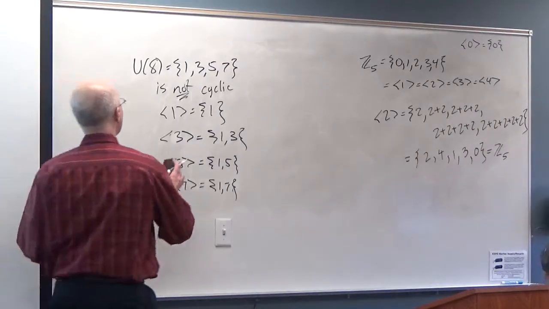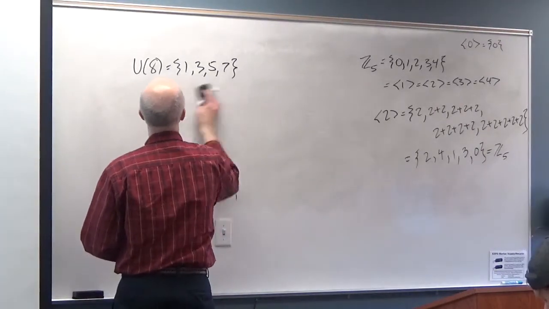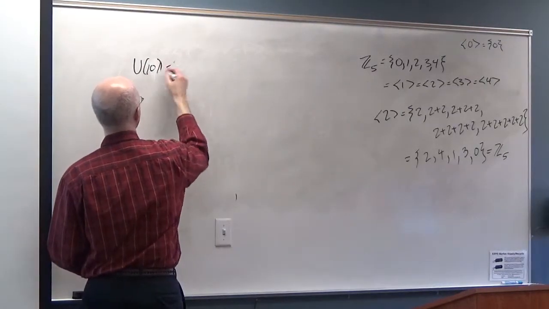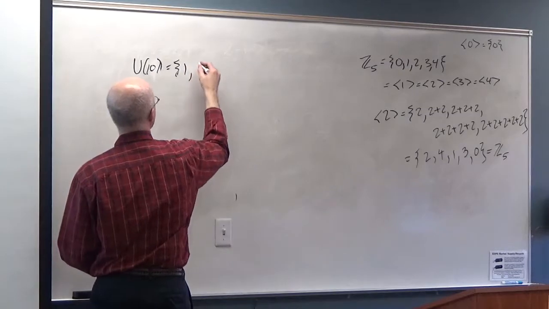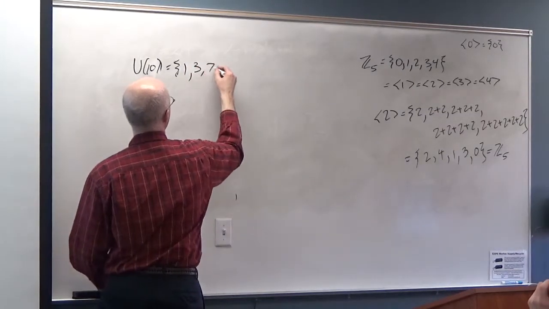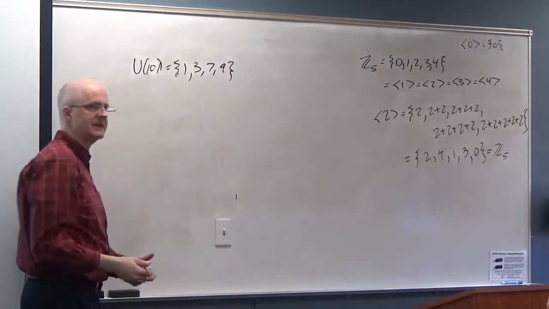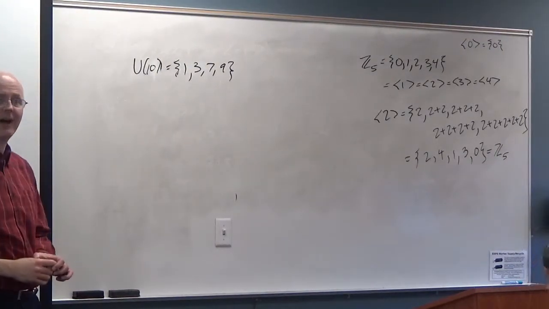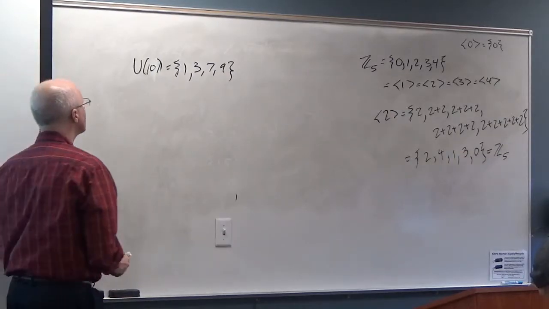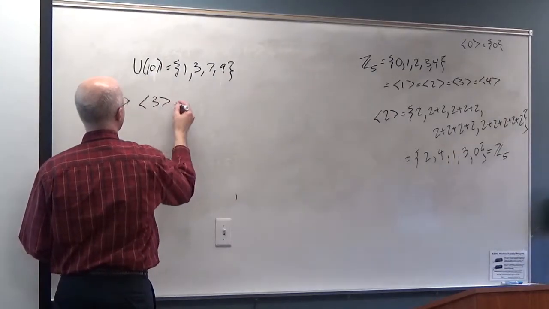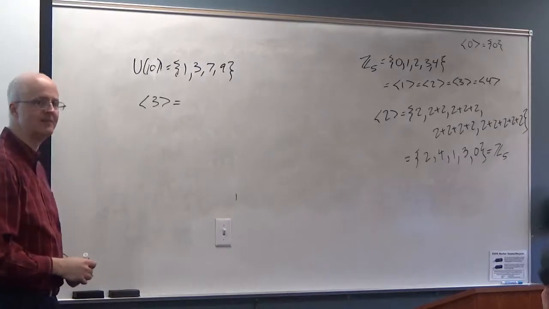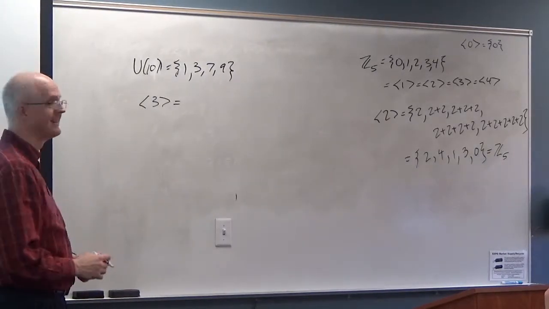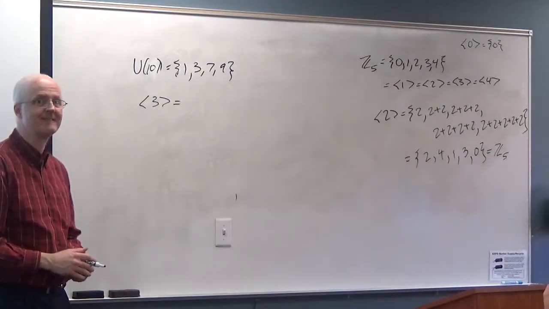What about U10? I probably shouldn't erase that so fast. Sorry. Positive integers less than 10 that are relatively prime to 10 are 1, 3, 7, and 9. What's the cyclic subgroup generated by 3 under multiplication mod 10? 3 times 3 is not 1, it's 9. This has a chance.